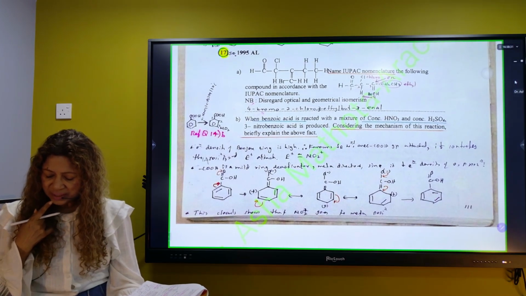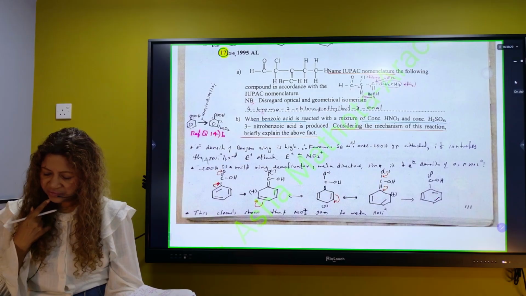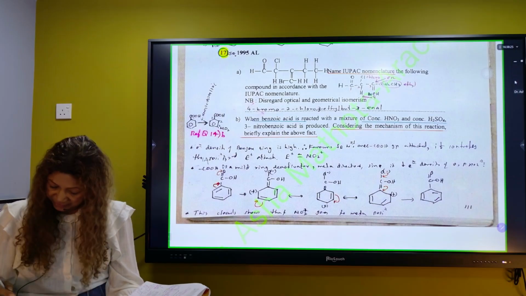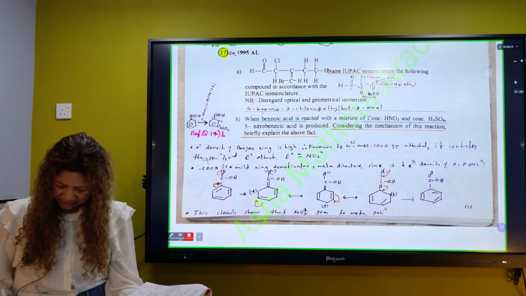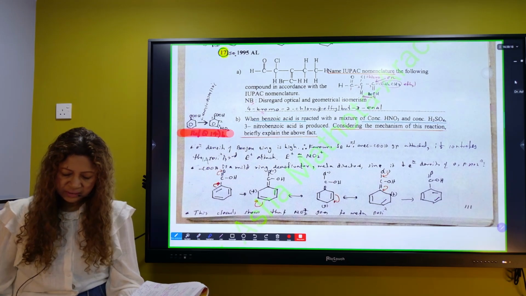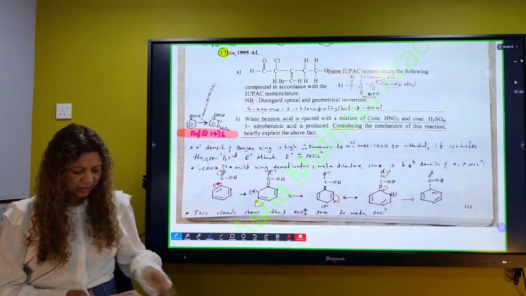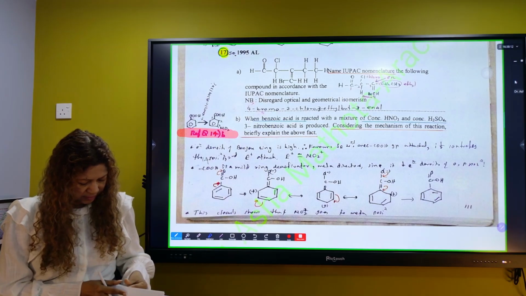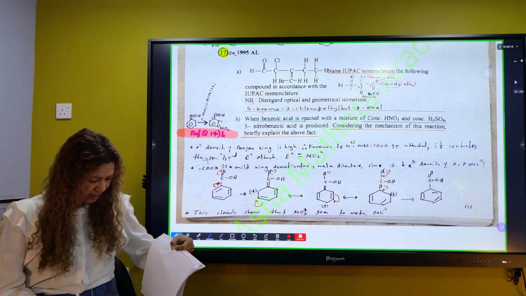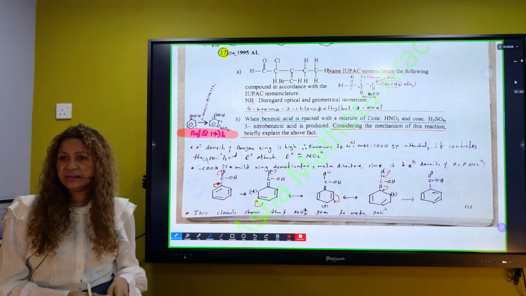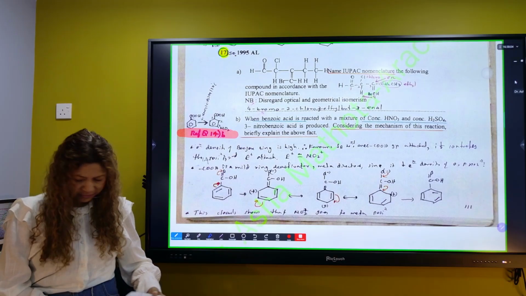When benzoic acid is reacted with a mixture of conc. nitric and conc. sulfuric acid, 3-nitrobenzoic acid is formed. Earlier we did this; again they are asking. See, refer to question number 14B. Never make a 14B. The numbers are different. Refer to question number 47. Okay, 47.